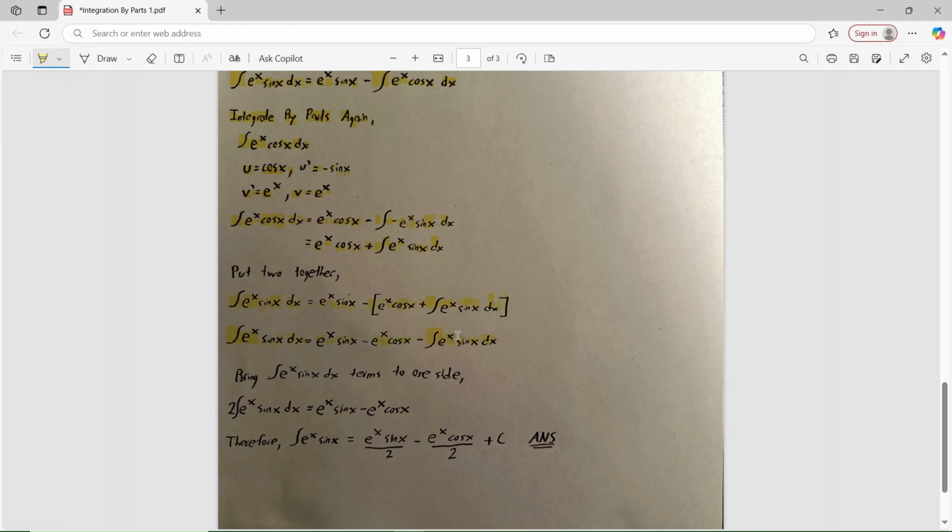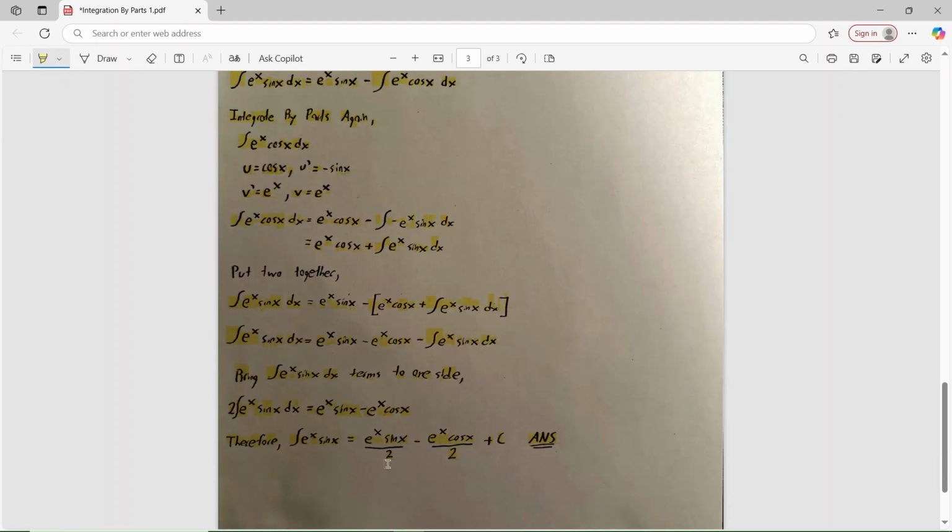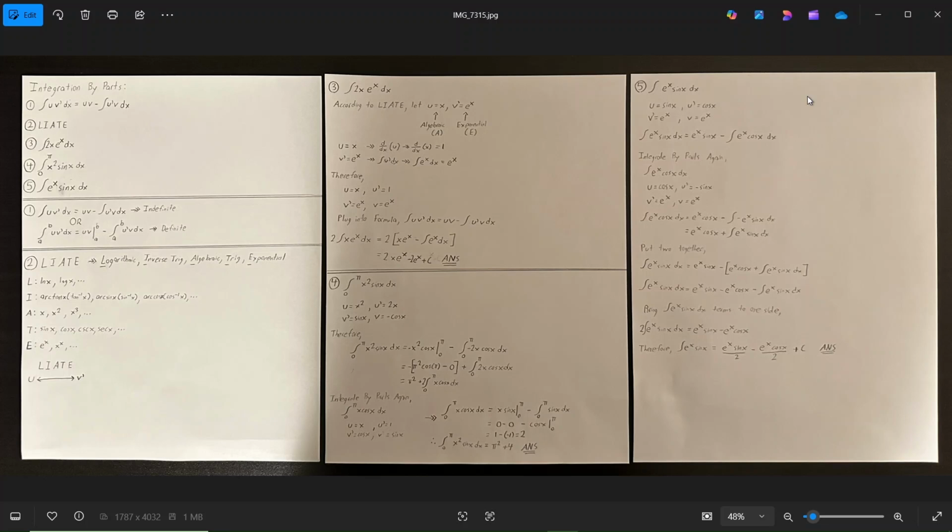I will bring this e to the x sine x term to the left side. Therefore, we get 2 e to the x sine x equals all of this. I will divide by 2 on both sides, and then we get the answer that we were looking for. The integral of e to the x sine x, which was the original, equals e to the x sine x divided by 2 minus e to the x cos x divided by 2. Remember the plus c. And here are your 3 pages.